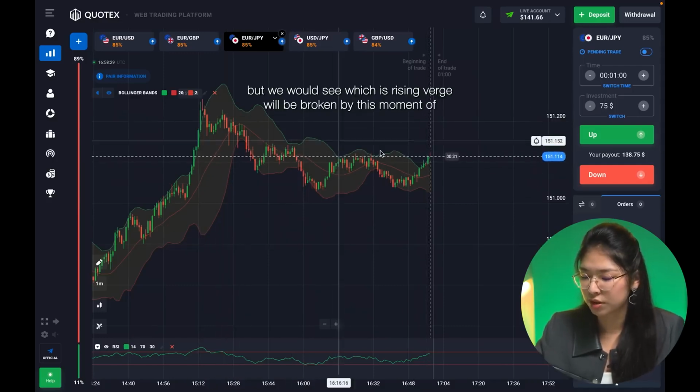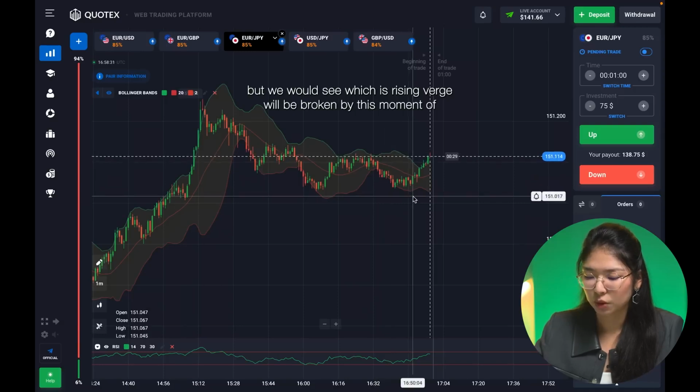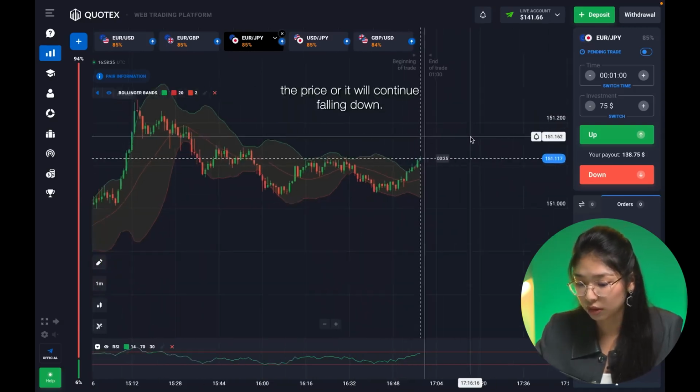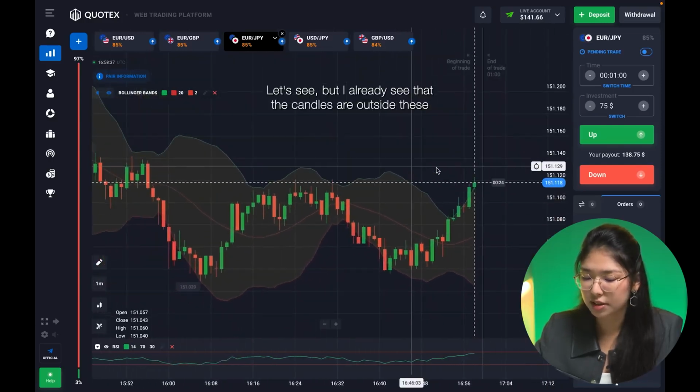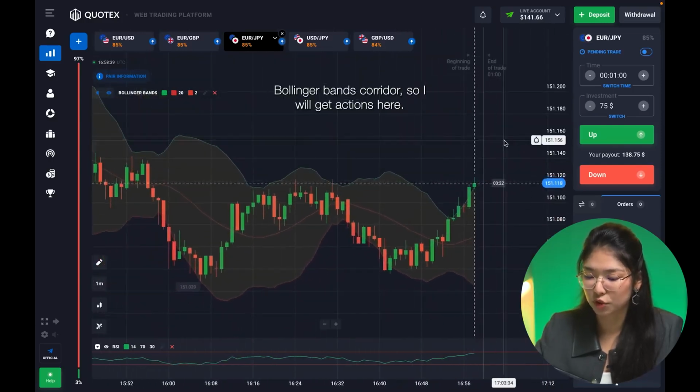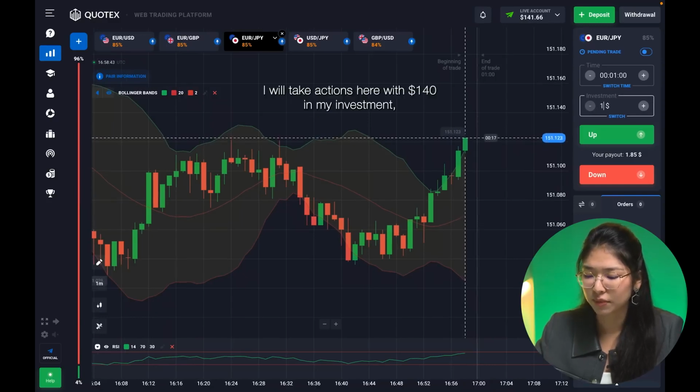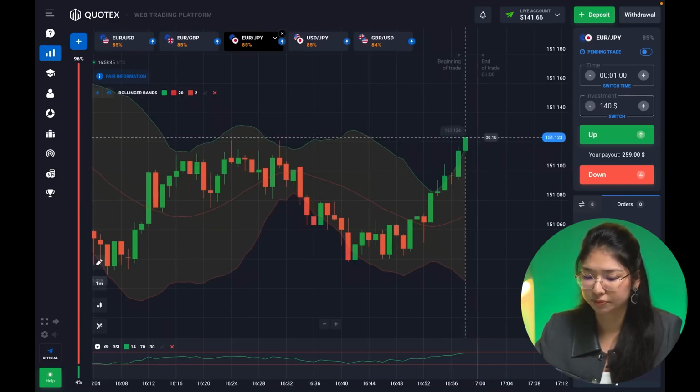But I would see whether this rising edge will be broken by the movement of the price, or it will continue falling down. So let's see, but I already see that the candles are outside this Bollinger Bands territory and I will take action here with $140 in my investment.